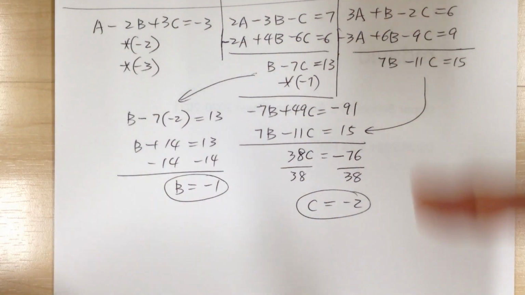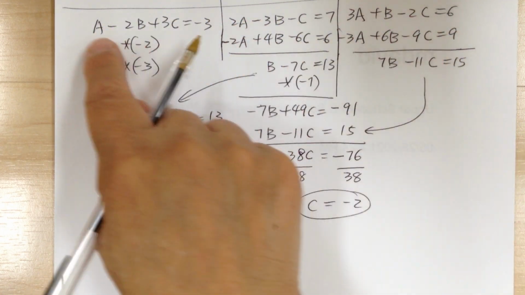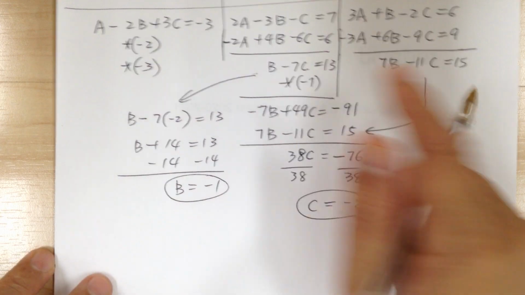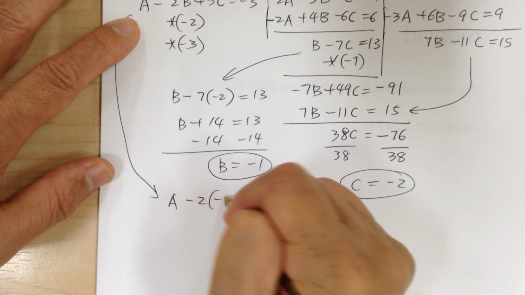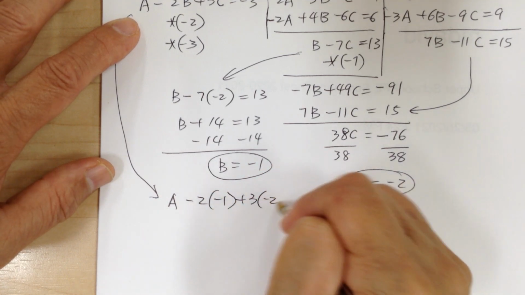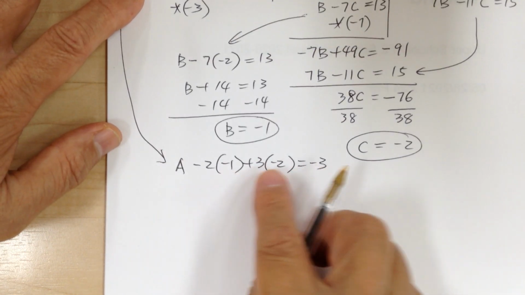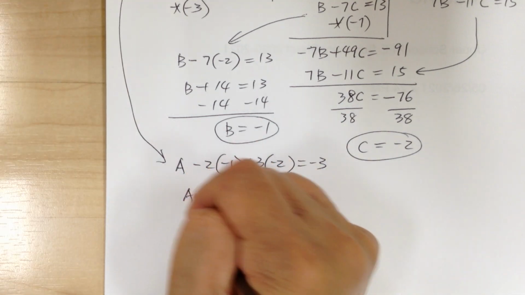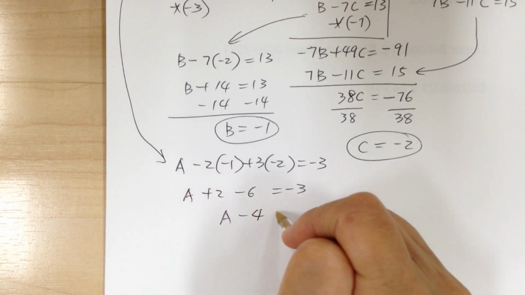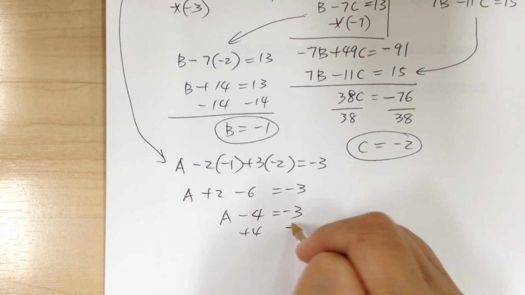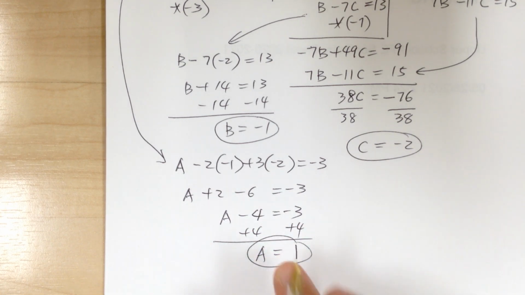Now I got b and c. So I have to go back one layer to look for a. Again, you can use any one of the 3, but since this is the easiest equation, I'm going to use this equation down here. So I got a minus 2 times b plus 3 times c equal to negative 3. Again, when you substitute, put in parentheses. So you got a plus 2 minus 6 equal to negative 3. So a minus 4 equal to negative 3. So plus 4 on both sides. So you got a equal to 1.